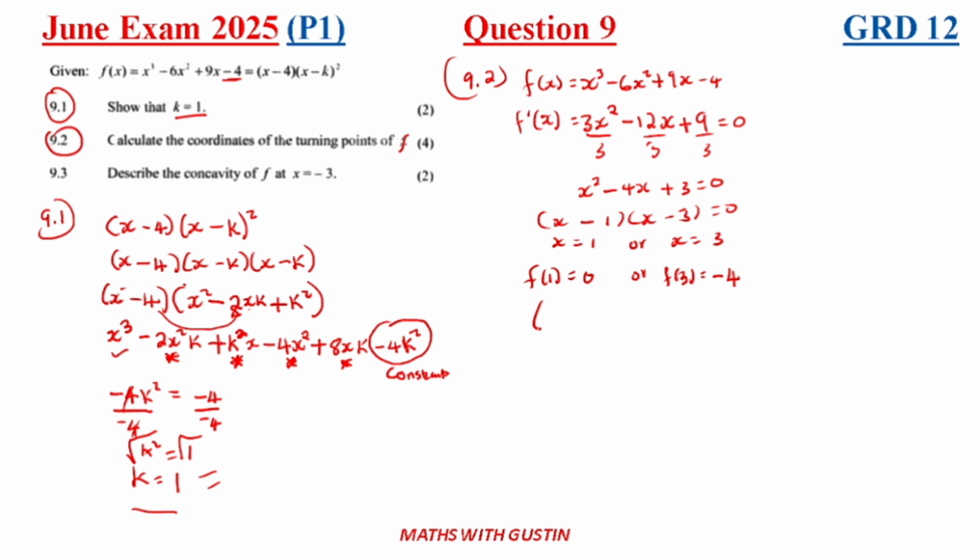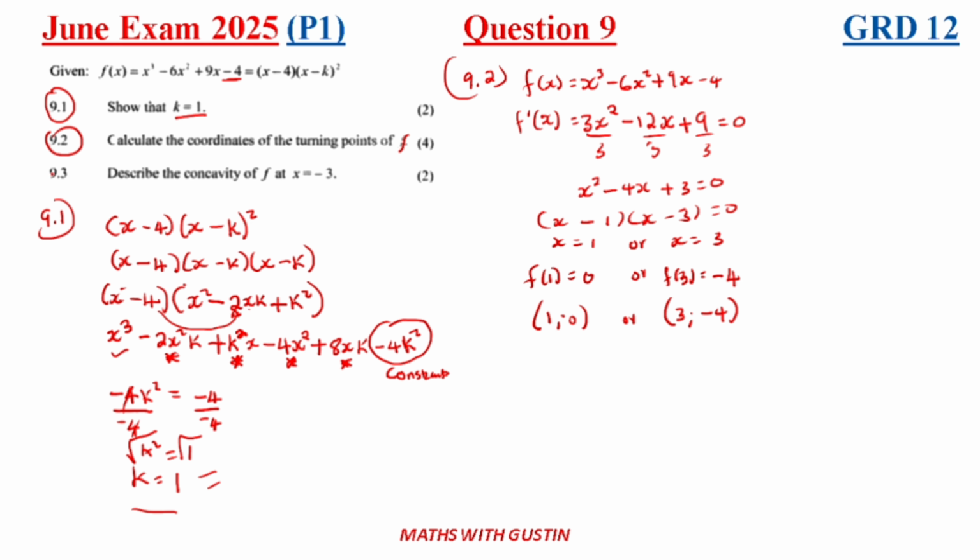So therefore, it means our turning point is at the point 1, 0. Note the question says coordinates, guys. So if you stop here, you are not showing the coordinates. So your final answer should be given in the form of coordinates. So negative 4, 0. Right. So that will be our coordinates.